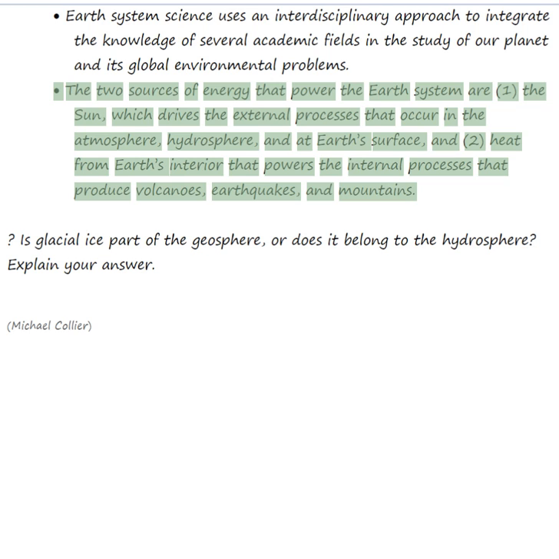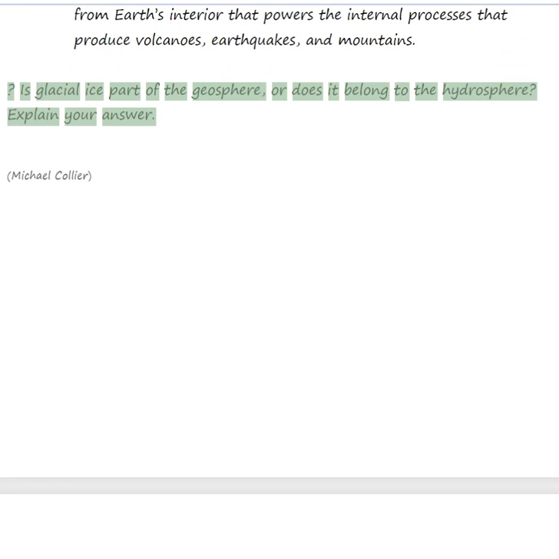The 2 sources of energy that power the Earth system are the Sun, which drives the external processes that occur in the atmosphere, hydrosphere, and at Earth's surface, and heat from Earth's interior that powers the internal processes that produce volcanoes, earthquakes, and mountains. Is glacial ice part of the geosphere, or does it belong to the hydrosphere? Explain your answer.